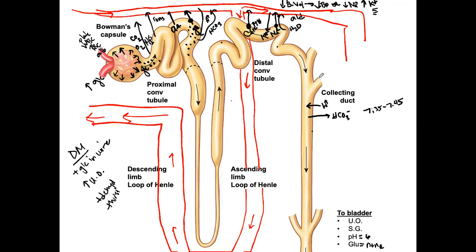Okay, so let's go to the collecting duct. So collecting duct is where you kick out protons from the blood into the urine filtrate, and you reabsorb bicarbonate. So bicarbonate ion is pulled into the bloodstream. Or not reabsorb, I'm sorry, this is actually where you synthesize. Sorry, you guys. It's where you synthesize bicarbonate. Okay.